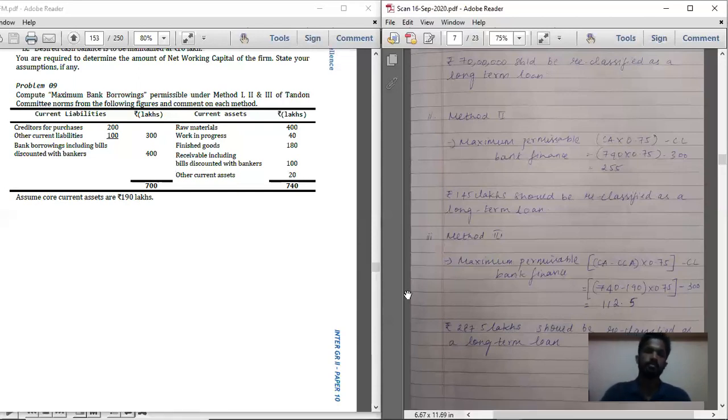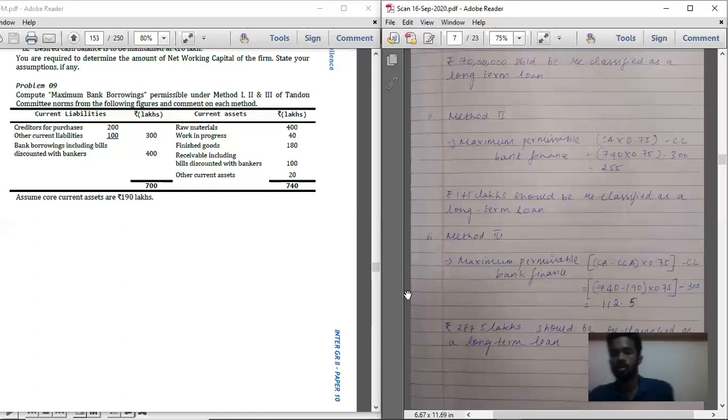And next is, below that, small Roman number 3. Method 3. In respect of that small Roman number 3, method 3. Below that, first arrow mark, maximum permissible bank finance is equal to, what is the formula for method 3? Current assets minus core current assets into 0.75 minus current liabilities.